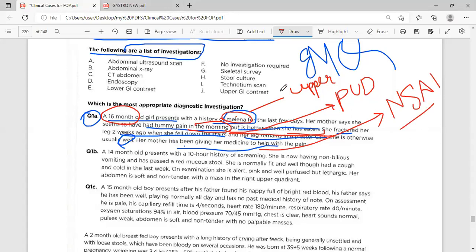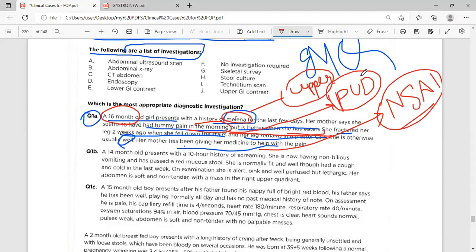Now you can correlate, since you have three clues: she is having a problem in the upper GIT, there is a history of peptic ulcer disease, and after that she is also getting NSAID. So you understood this girl has peptic ulcer disease. That is the reason she's showing these symptoms. Now what is the cause of a melena?